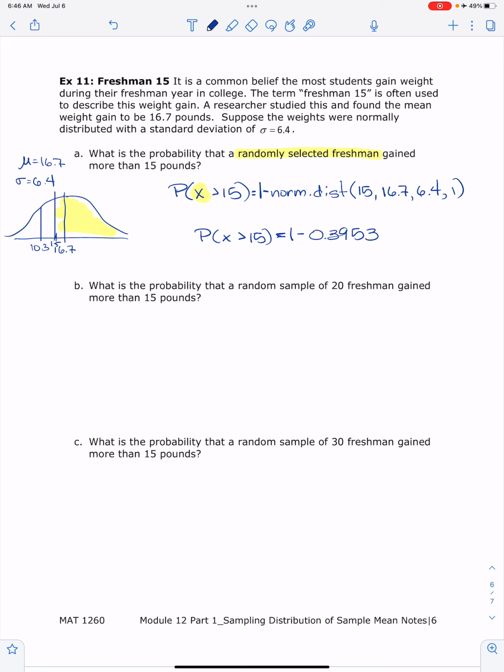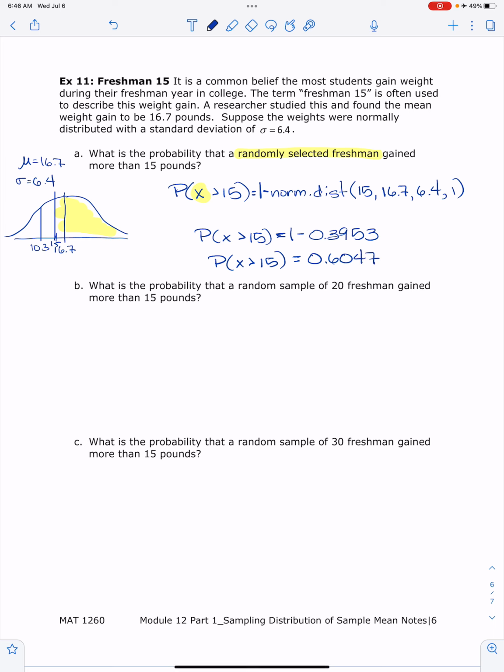So I go through my answer key. I get the probability that a random student gained more than 15 pounds is 0.6047. Again, 4 places, rounded correctly to the 10,000th place.